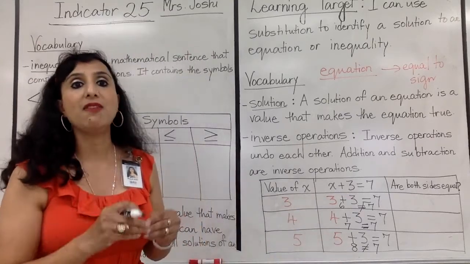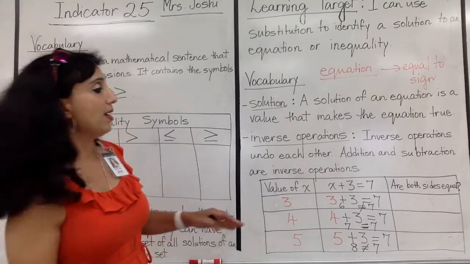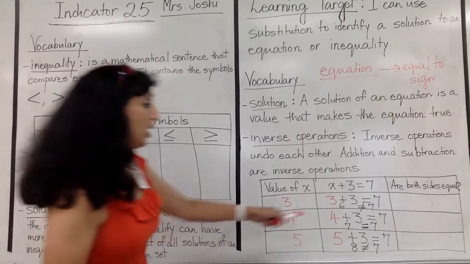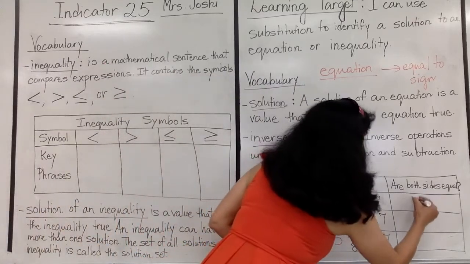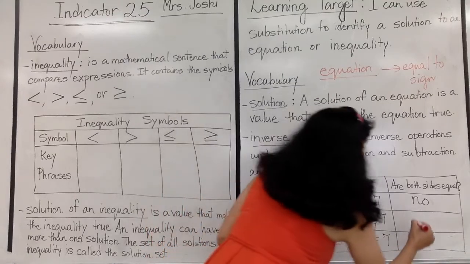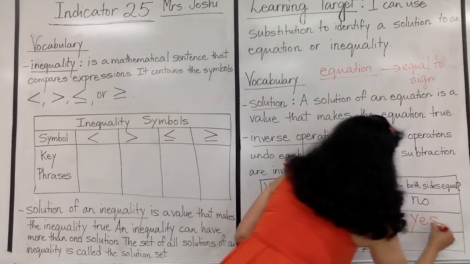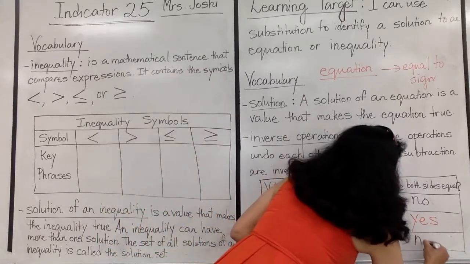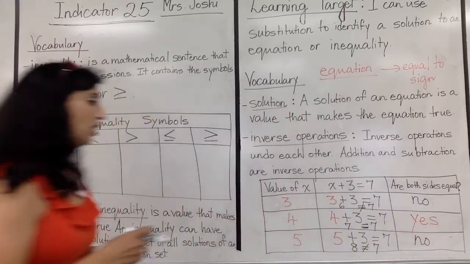Okay, only 7 can equal 7. All right, so when I see this, I'm going to put over here, is this equal? No. So both sides are not equal, so no. In this one, yes, both sides are equal. Okay, in this one again, no, these are not equal.